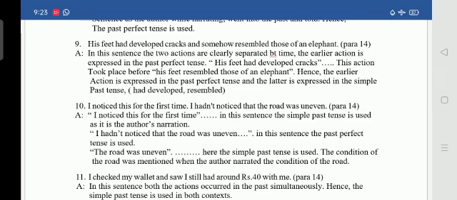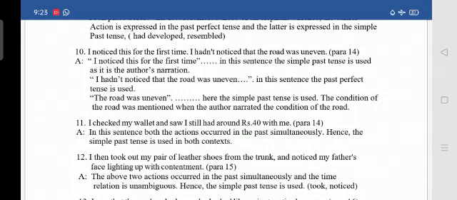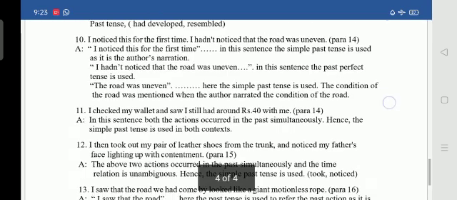See the 10th. I noticed this for the first time. I hadn't noticed that the road was uneven. It is in para 14. I noticed this for the first time. In this sentence, the simple past tense is used as it is the author's narration. And see, I hadn't noticed that the road was uneven. In this sentence, the past perfect tense is used. The road was uneven. Here, the simple past tense is used. The condition of the road was mentioned when the author narrated the condition of the road.